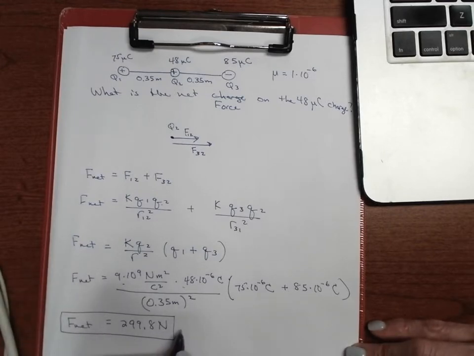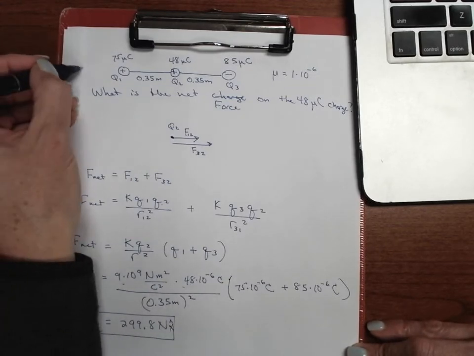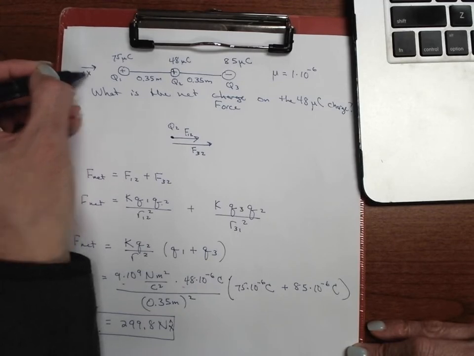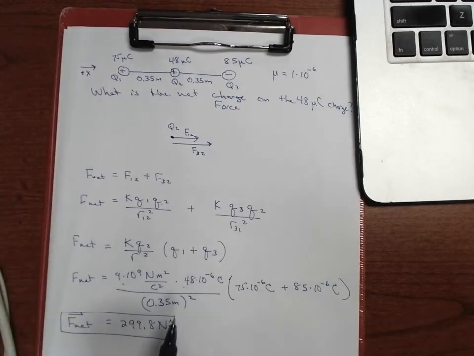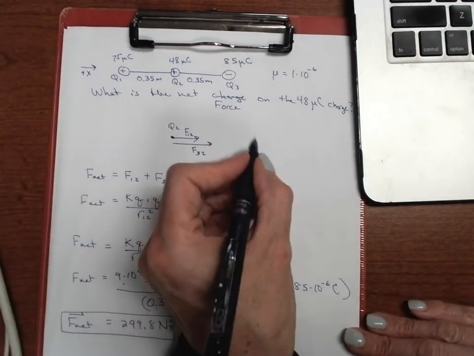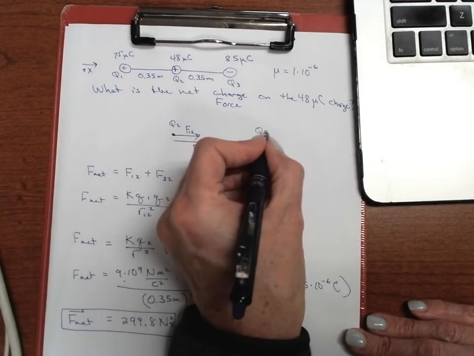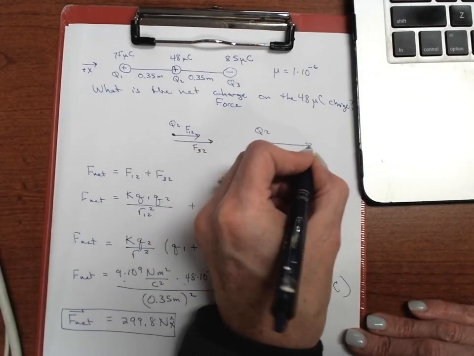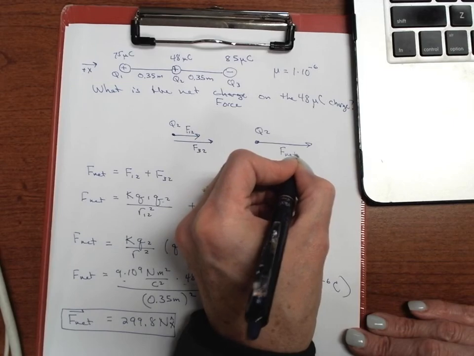And so I'm going to put an arrow here to show that it's a vector, and I'm going to say this is in the x hat direction. So I'm going to say this is the positive x direction. So the net arrow, if I draw this over here at Q2, I'm going to have an arrow that looks like that, and that's my F net, pointing to the right.